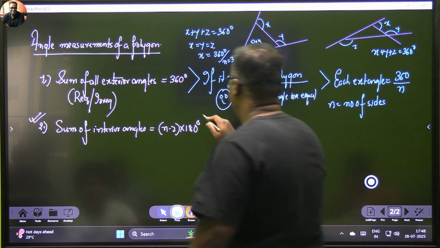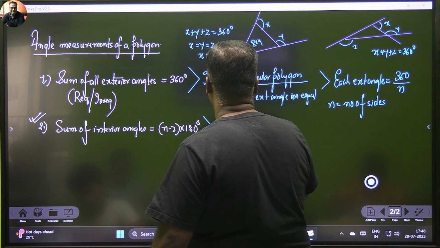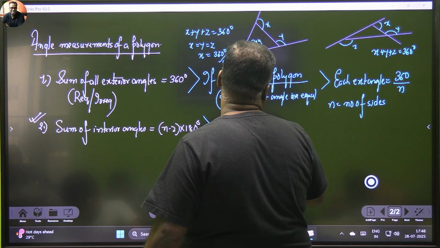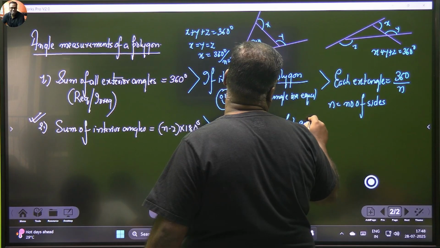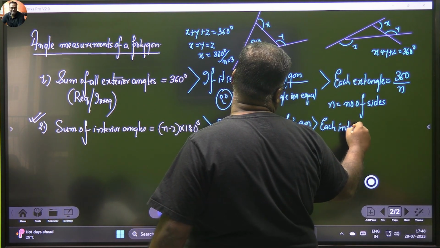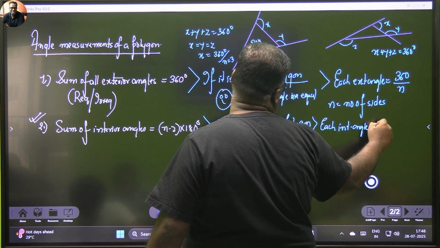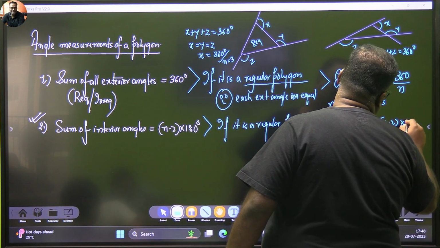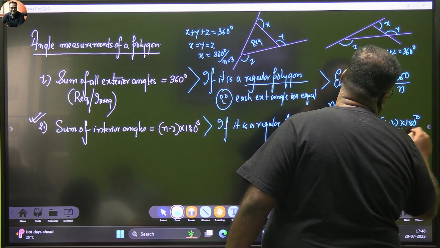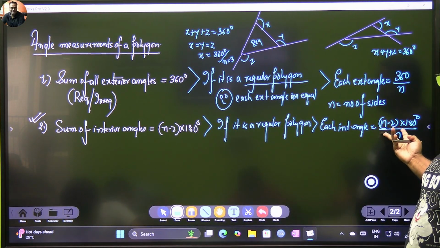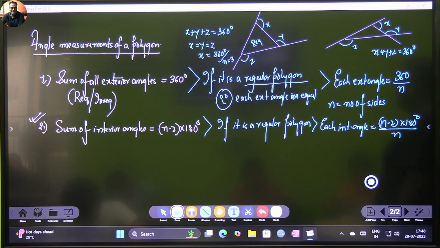So again we say, if it is a regular polygon, then each interior angle will be given by (n minus 2) into 180 degrees divided by n. The sum of all the angles divided by the number of sides.